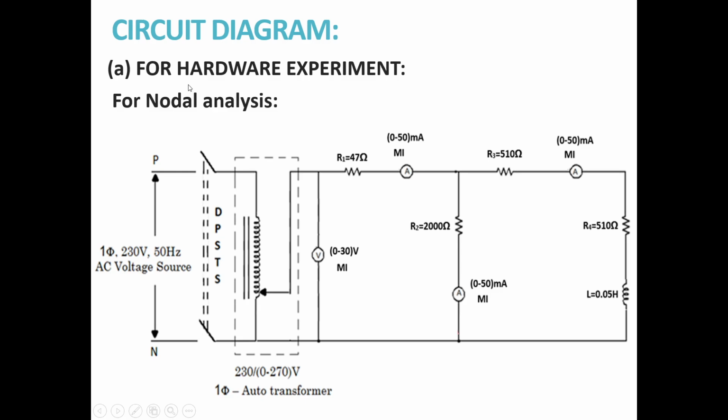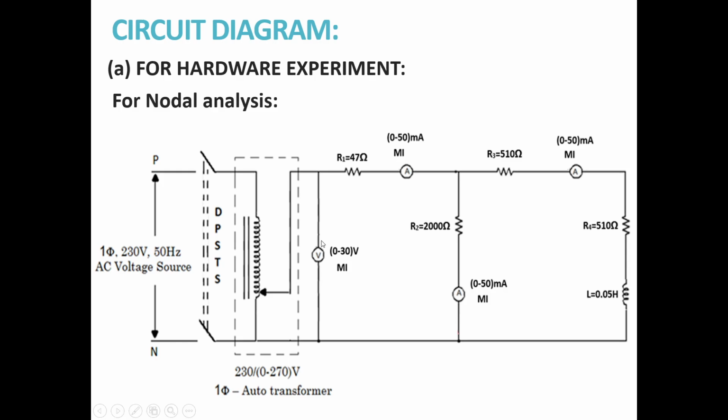Let us see the circuit diagram. For doing the hardware experiment, we are going to give a single phase AC supply of 230 volts, 50 hertz to the single phase auto transformer, whose range is 230 V by 0 to 270 volts. This is our double pole single throw switch. When this switch is closed, the supply will be given to this dimmerstat, that is the single phase auto transformer. A single phase auto transformer is also known as a dimmerstat.